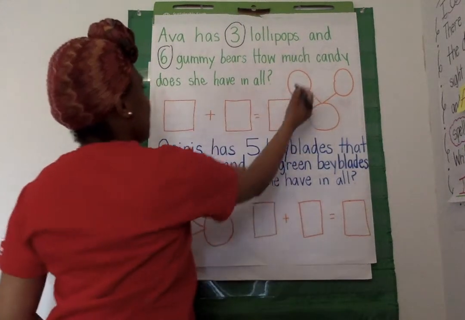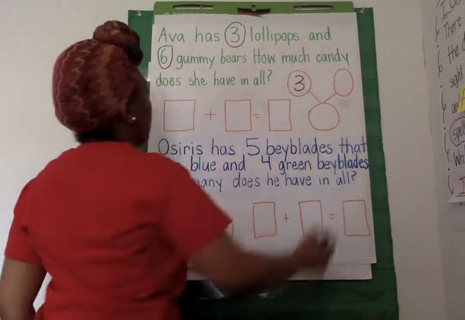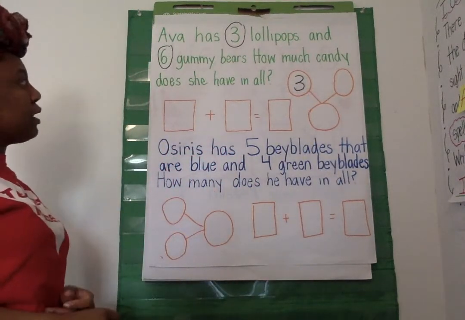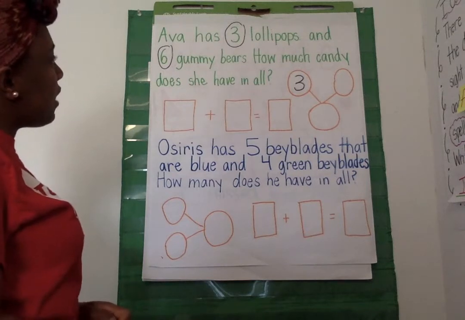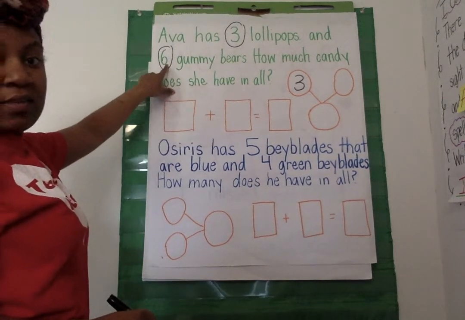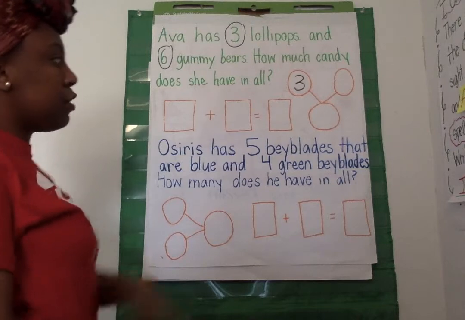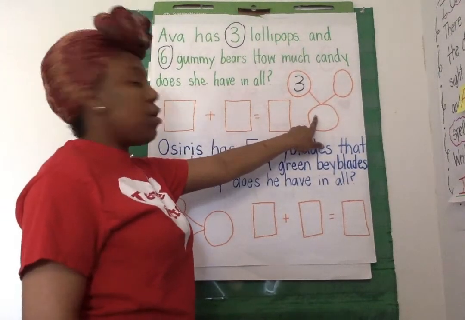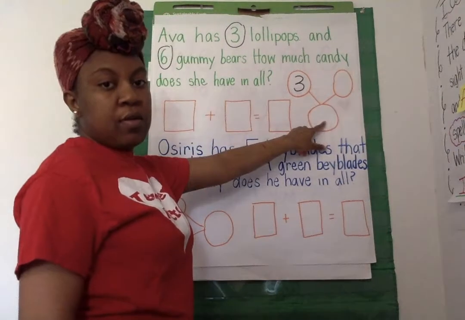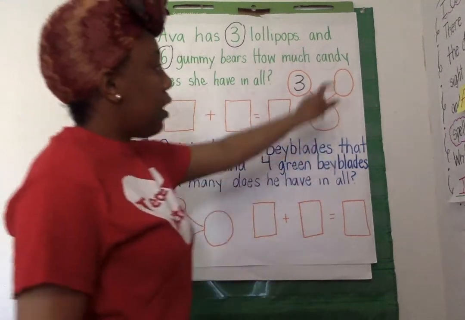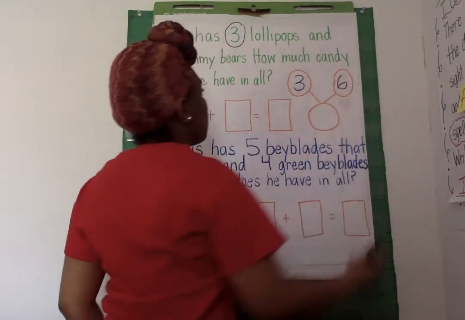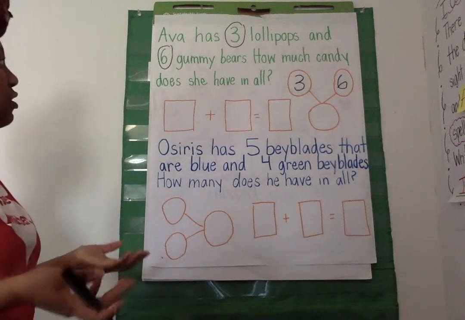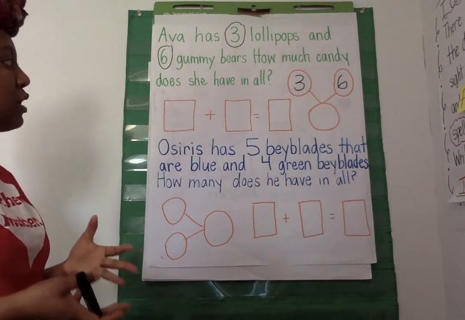She has 3 lollipops. And how many gummy bears does she have? She has 6 gummy bears. So is that going to go in the whole? No, that's not going to go in the whole. That's going to go in the other part. So we have 6 gummy bears. Now, how much does she have in all? How much candy does she have in all?